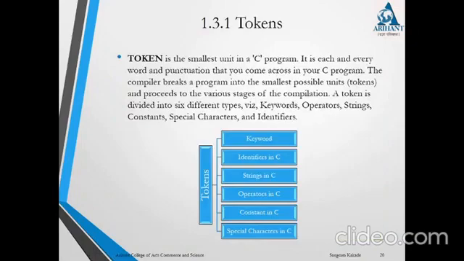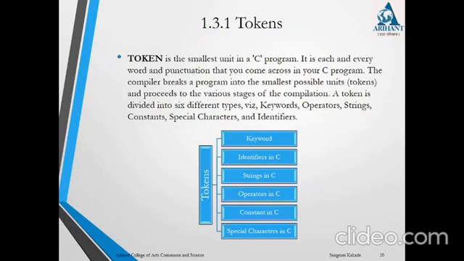Now let's move towards the token. A token is the smallest unit in a C program. Each and every word and punctuation that you come across in a C program is nothing but a token. So the statement basically uses characters to form words. Within a statement there are words, and words are formed by using certain character sets. So you can understand the hierarchy in this.